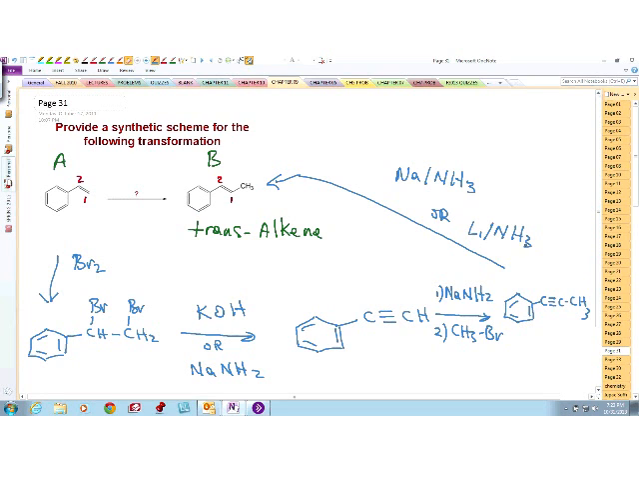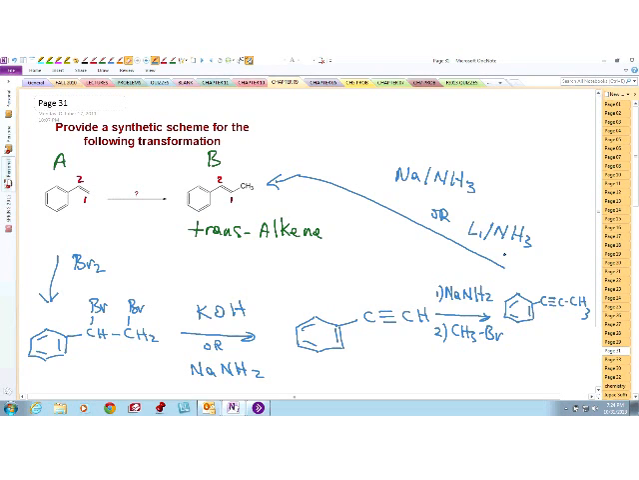Lithium in ammonia. You use sodium in ammonia or lithium in ammonia. Okay, so these are the kind of problems that you should expect to get in the next exam. Okay, you are going to be doing a lot of synthesis. In other words, this is what we call synthesis.